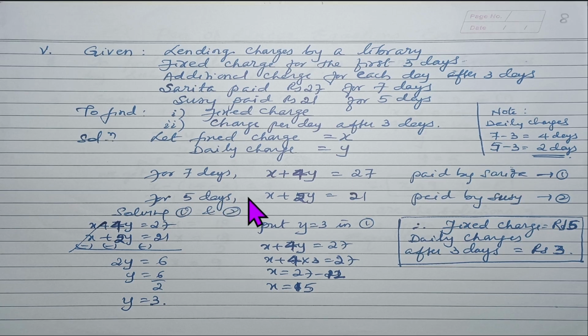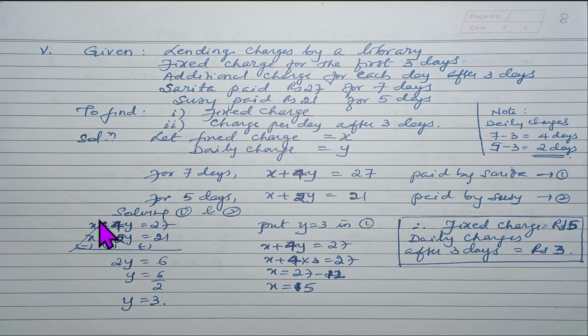Now for 5 days, Susie has to pay. So Susie pays the fixed charge, that is X rupees, and she has taken only for 5 days, so 5 less 3 days becomes 2 days, so the daily charge will be 2Y. So X plus 2Y equal to 21, and that is the amount paid by Susie. Now we have got two equations. We have to solve these two equations. So X plus 4Y equal to 27, X plus 2Y equal to 21.